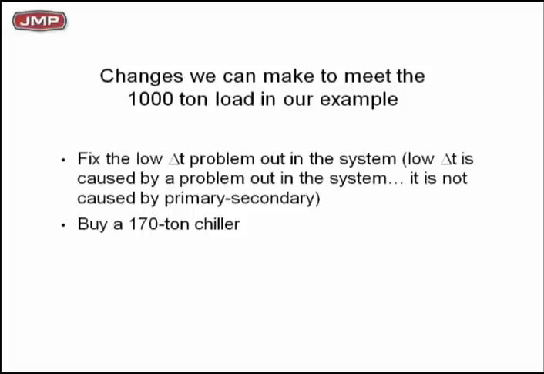But get this straight. It's not a primary-secondary problem. It is a system problem. It's out in the system. So the easy thing is to get that 56-degree water up and fix your problem. If not, you're going to have to buy another chiller. That seems a little crazy to me, but we see this every day. Yes, we see this delta T syndrome every day. We see people fixing it by buying a third chiller because they don't get the return chilled water temperatures up.